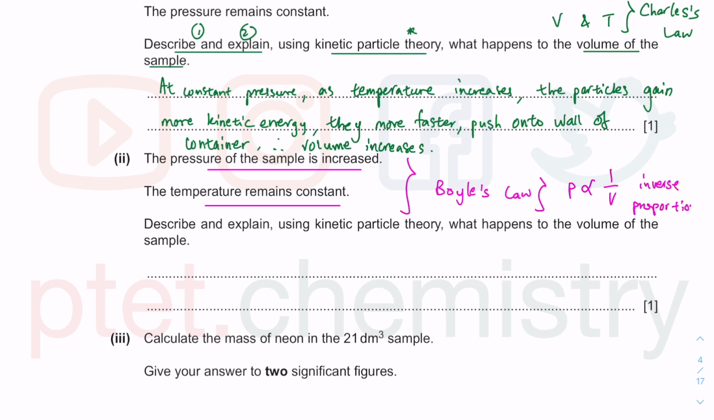You will learn more of this in physics. Physics cares more about the equations, the calculations and the graphical bit. Chemistry cares more about kinetic particle theory, what happened at the molecular and particulate level. Okay, so again, describe and explain.